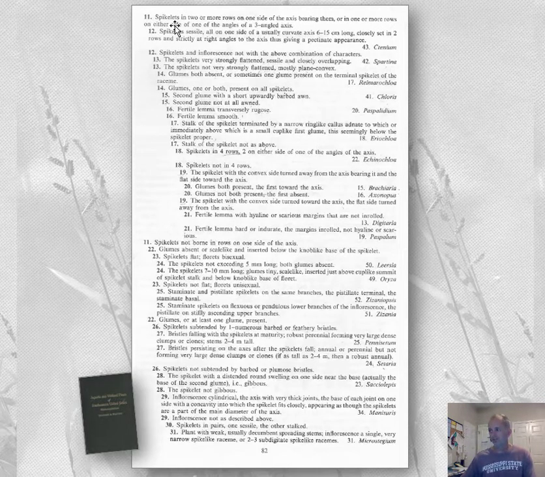The next question for us is, do the spikelets appear in 2 or more rows on one side of the axis that bears them? Each one of these structures here would be referred to as a spike, I guess, and you have individual spikelets within here. So are the spikelets in 2 or more rows on one side of the axis that bears them? Or in 1 or more rows on either side of one of the angles of a 3-angled axis?